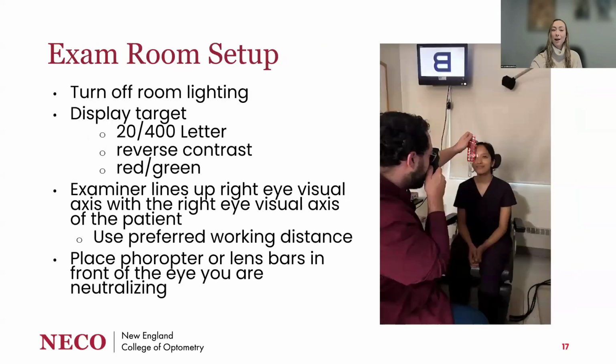You will then proceed to turn off the exam room lighting so that you can appreciate the reflex more clearly. You will display a target. I recommend a 20/400 letter as seen here. Other options include reverse contrast or a red-green screen. The examiner will then line up their right eye visual axis with the right eye visual axis of the patient, and they will use their preferred working distance. This can be either 50 or 67 centimeters.